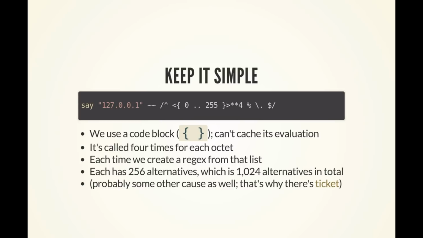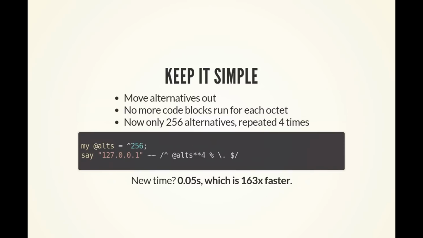Because of that, the block is called 4 times, because we have the quantifier that asks for this block to be matched 4 times, and each time we create a new regex from the returned list. So we have 256 alternatives, which in total is more than 1,000 alternatives. And there's probably some other cause for the slowness as well, which is why this user filed a ticket, a bug report for us to look at.